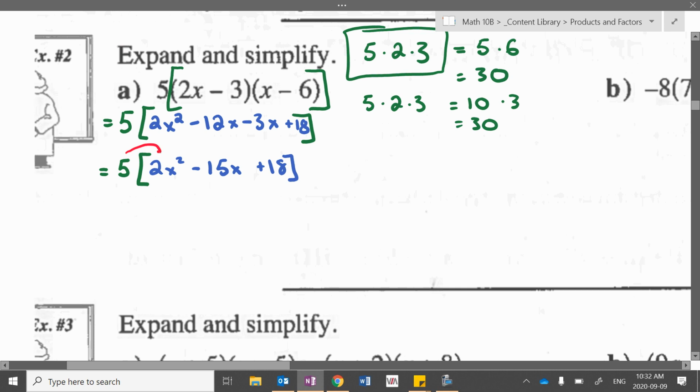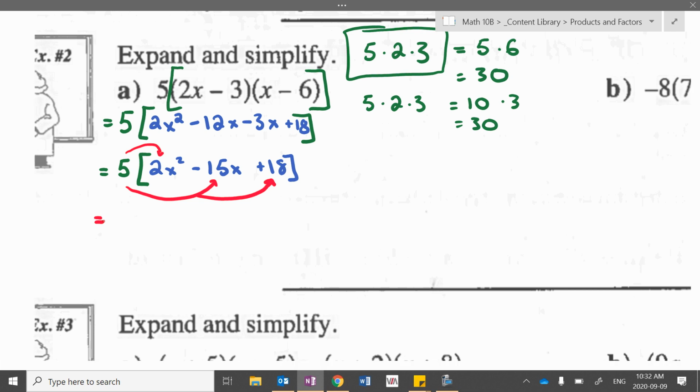Now I'm going to multiply that 5 into each of those terms. This question, I'm not going to give you on a test. I told you don't get a calculator for this one. I do not expect you to know off the top of your head what 5 times 15 is and what 5 times 18 is. I would give you smaller numbers than that.